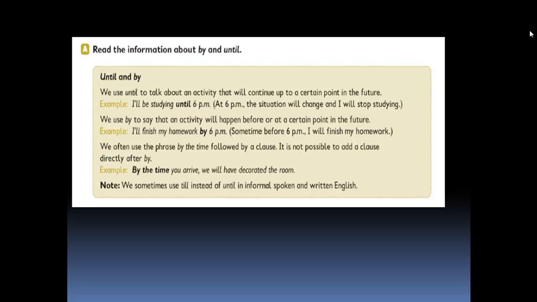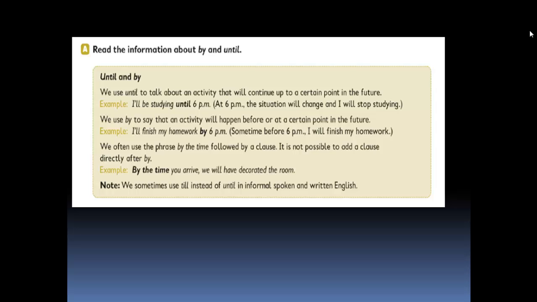We often use the phrase by the time followed by a clause. It's not possible to add a clause directly after by. Like, by the time you arrive, we will have decorated the room.